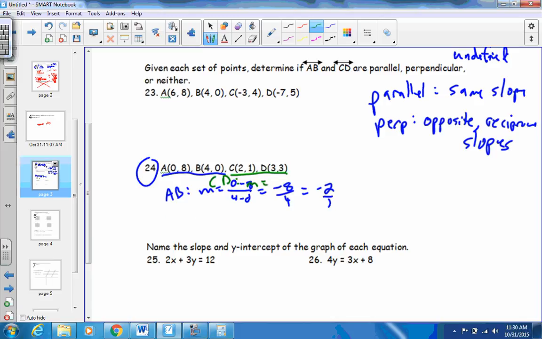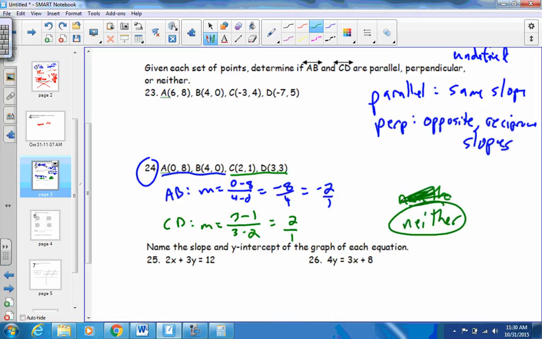the slope would be 3 minus 1 over 3 minus 2, which would be 2 over 1. All right, those are our two slopes. Now, they are definitely opposite signs, but they're not reciprocals. If they were reciprocals, they would be perpendicular, but they are neither parallel nor perpendicular in this case. I spelled neither wrong. N-I-T-H-E-R.